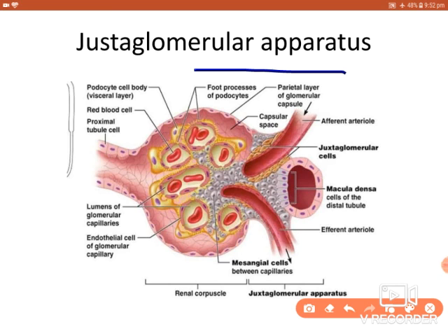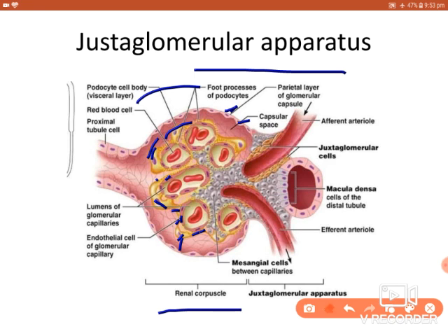Here, the entire thing is the renal corpuscle. This is the Bowman's capsule. The outer layer is lined with squamous cells. This is the glomerulus, where you can see the capillaries. Outside of that is the visceral layer. There you can see the podocytes. See the shape of the podocyte cell. It has foot-like processes which attach to the wall of the capillaries.